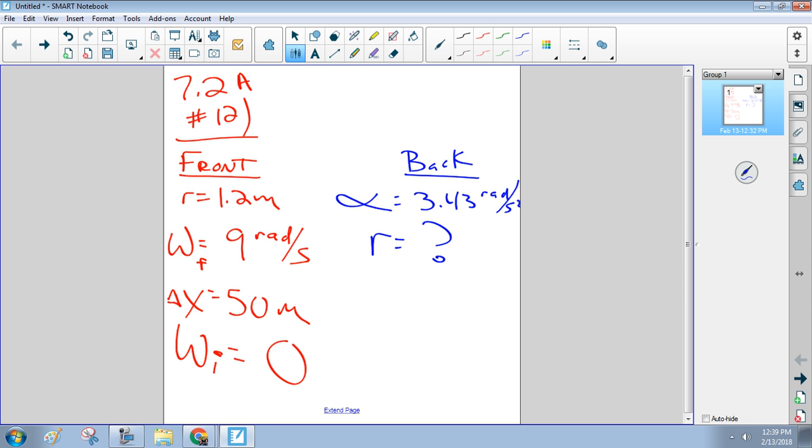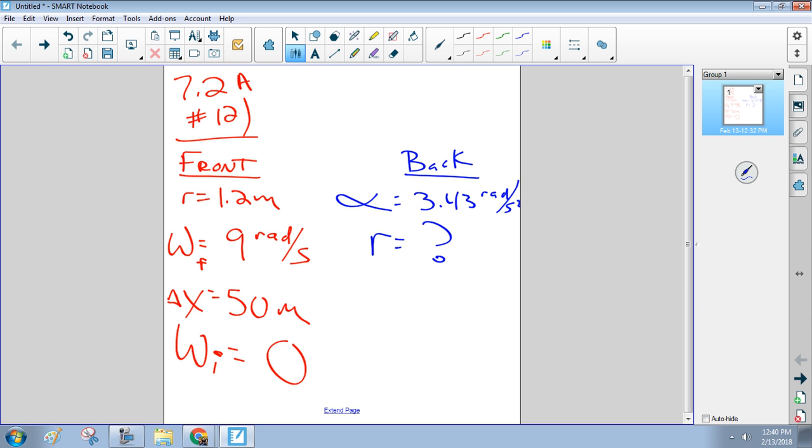Okay. So the only equations we've learned this chapter that have radius in them are the jumpers, right? What the jumpers do is they connect linear quantities to angular quantities. So if I can find one quantity for which I know both the linear and angular counterparts, like both the linear displacement and the angular displacement, or the linear initial velocity and the angular initial velocity, you know what I mean? Follow? Then I can find the radius, right?